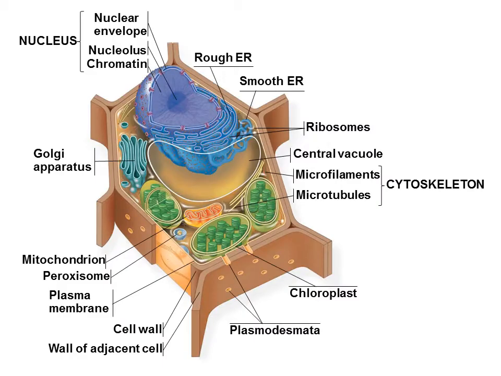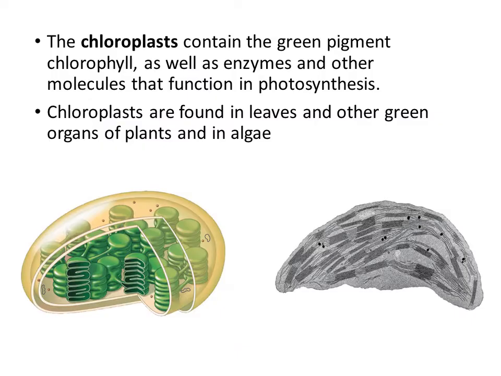Now we're going to look at plant cells. So the next thing we'll talk about is specifically seen in plants. It will not be found in animal cells. That organelle is called the chloroplast. The chloroplast contains the green pigment chlorophyll, and it also contains enzymes and other molecules that function in photosynthesis. The chloroplast is found in plants, but it can also be found in algae.